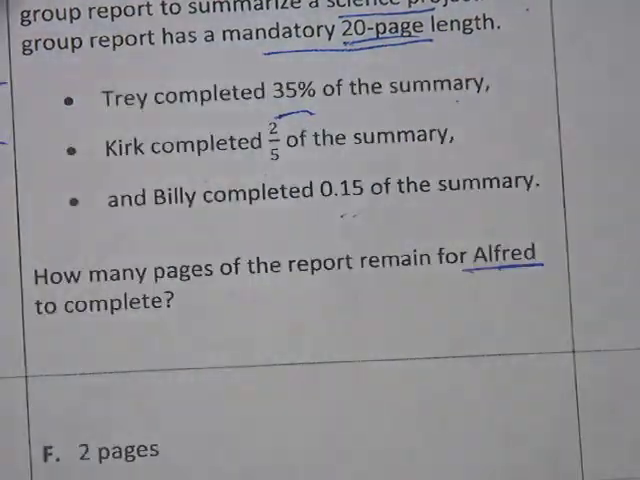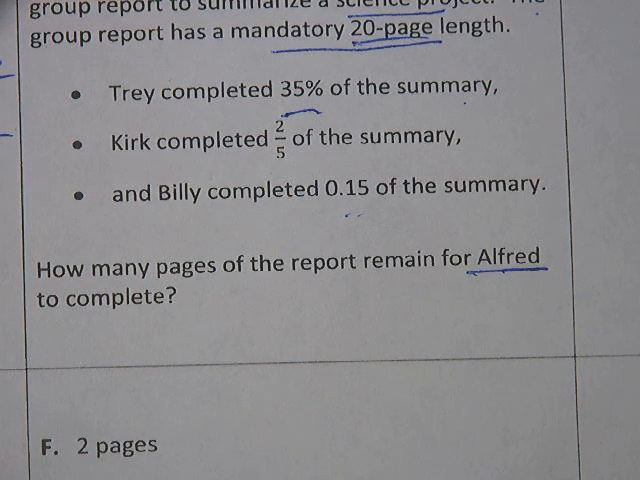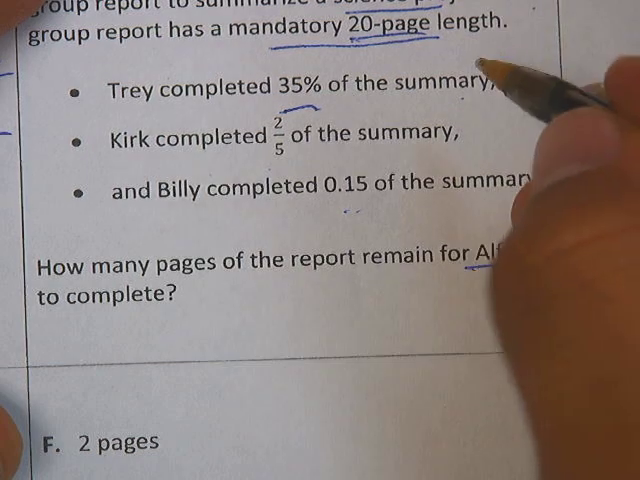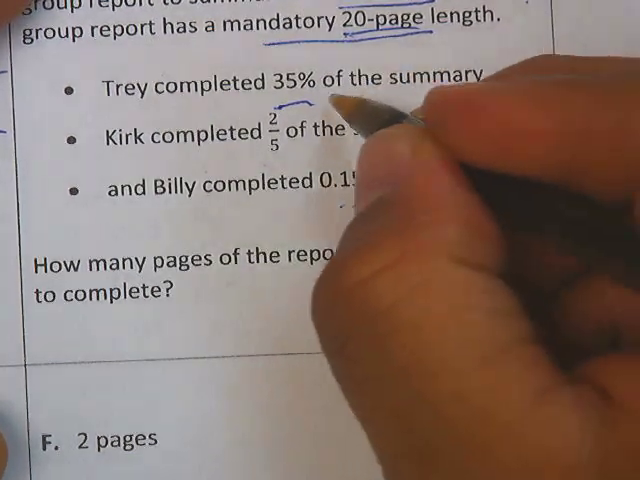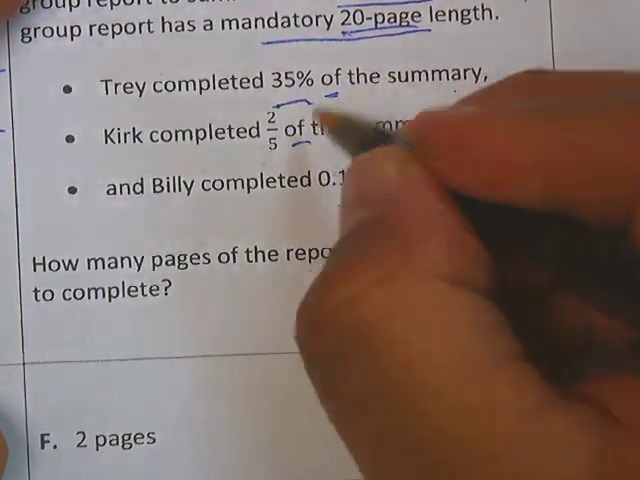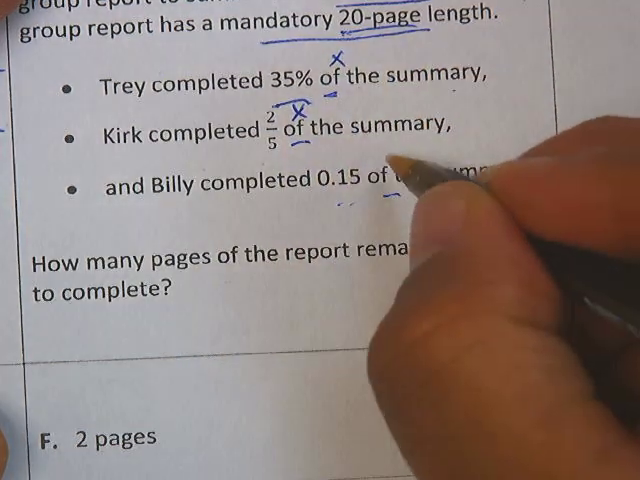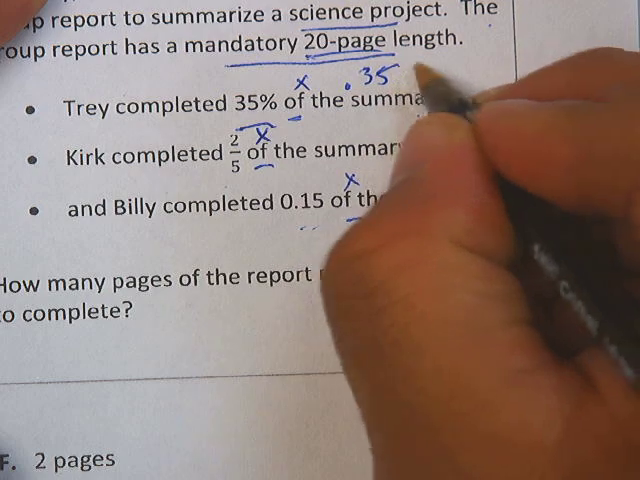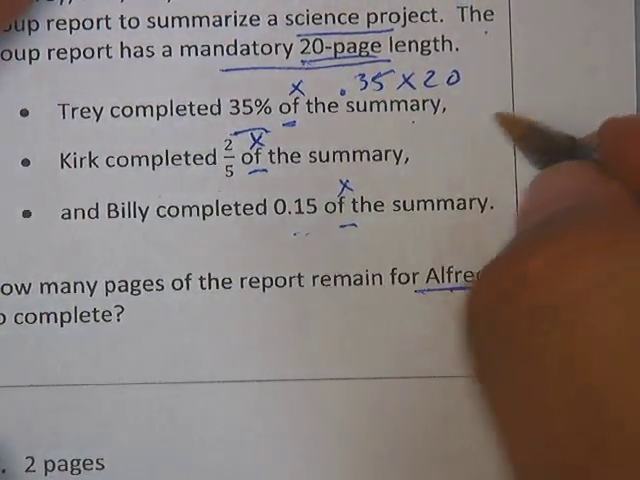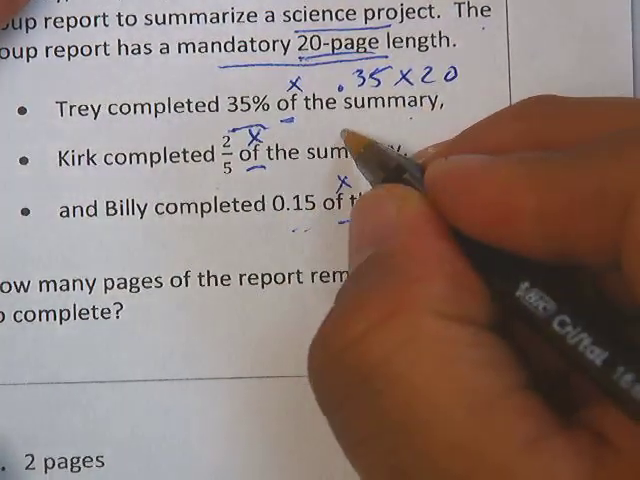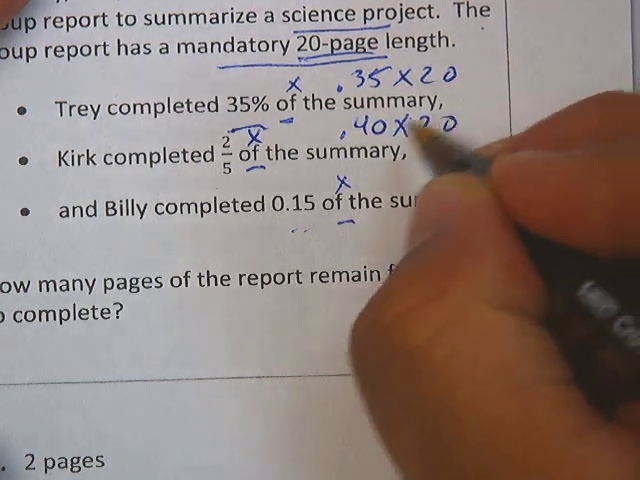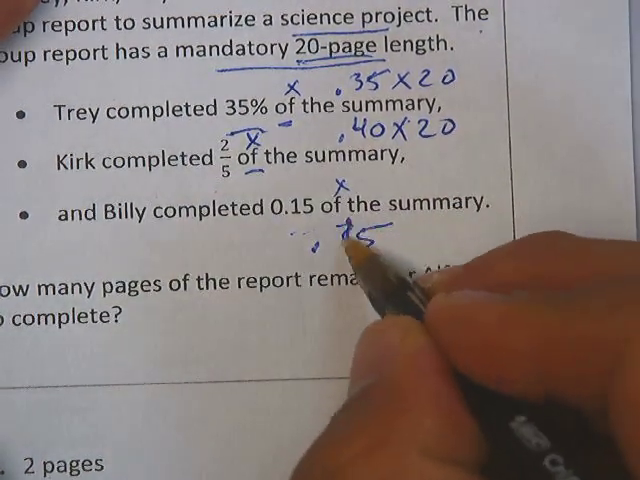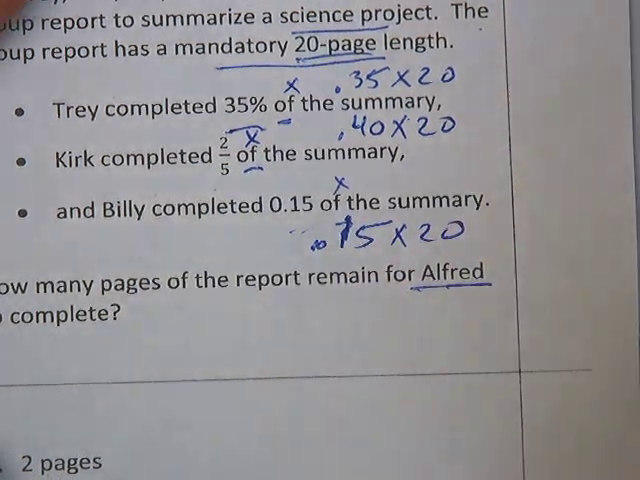Number 10. Trey, Kirk, Billy, and Alfred were assigned a group report to summarize a science project. The group has a mandatory 20-page length. Trey completed 35% of the summary. Kirk completed 2/5 of the summary, and Billy completed 0.15 of the summary. How many pages of the report remain for Alfred to complete? Again, they completed a portion of the 20-page report. So part of it, they left Alfred some pages for him to do.